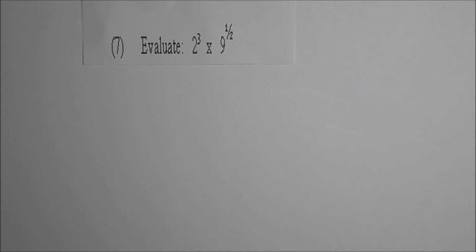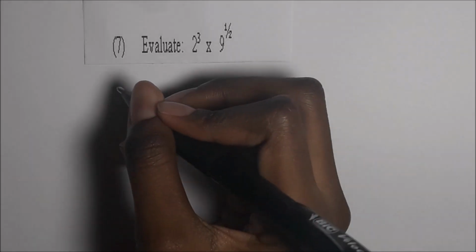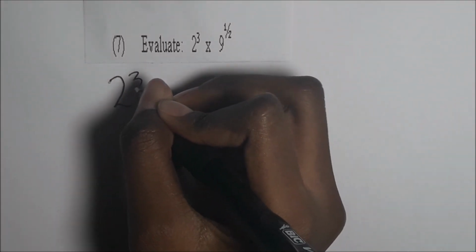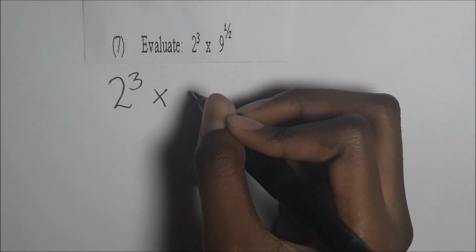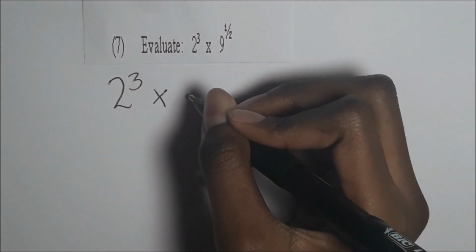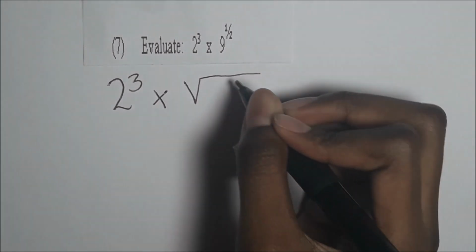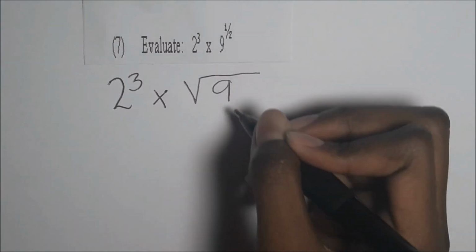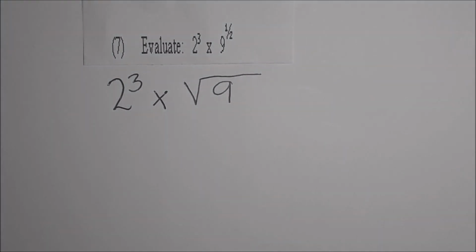Evaluate 2 to the 3rd power times 9 to the 1/2 power. Okay, underneath, write it. 2 to the 3rd, write it again. 2 to the 3rd power times, and put the square root symbol and put 9 on the inside. So that's what 9 to the power of 1/2 means. It means the square root of 9.